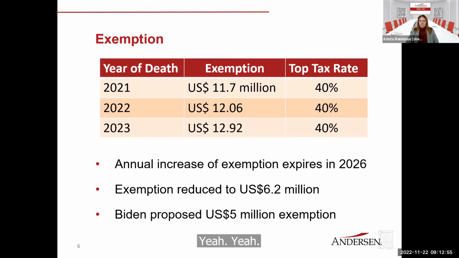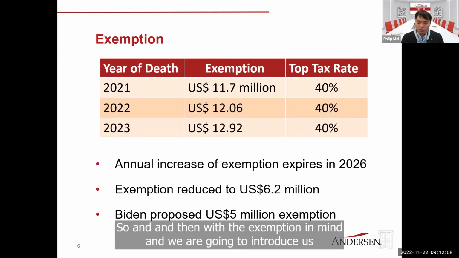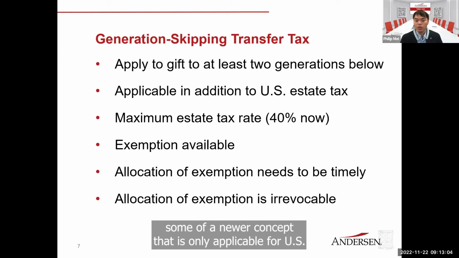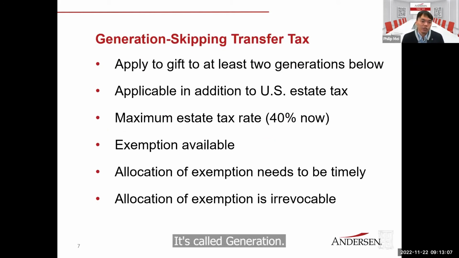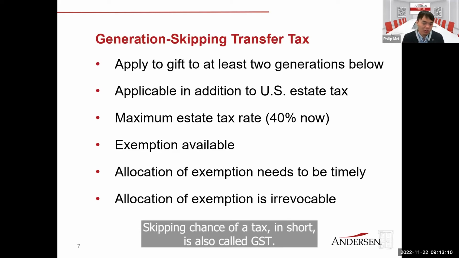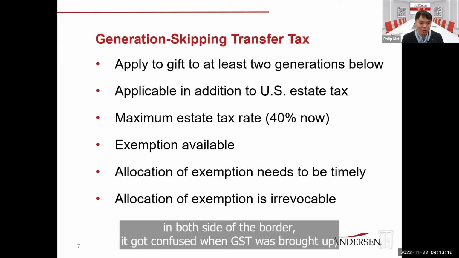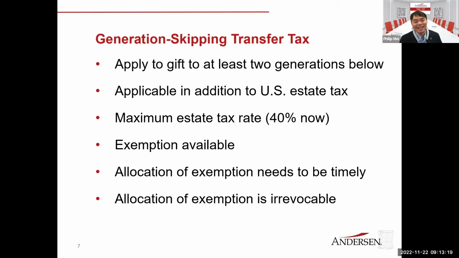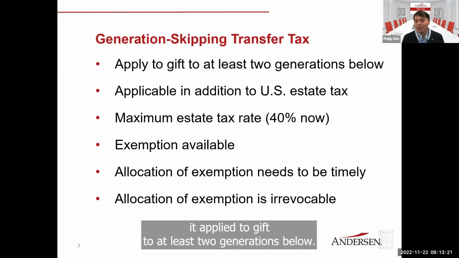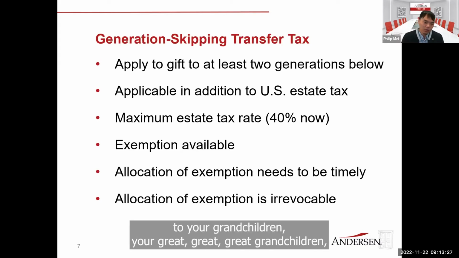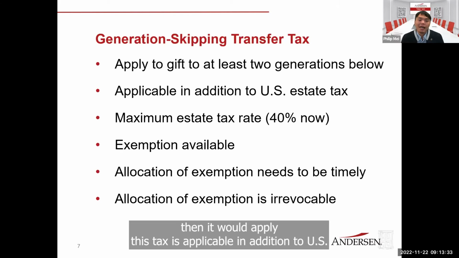Yeah. So with the exemption in mind, we are going to introduce a newer concept that is only applicable for U.S. estate tax purposes. It's called generation skipping transfer tax, or GST for short. For practitioners like us practicing on both sides of the border, it gets confusing when GST is brought up. It applies to gifts to people at least 2 generations below. So it applies if you want to make a gift to your grandchildren or your great-grandchildren. This tax is applicable in addition to U.S. estate tax.